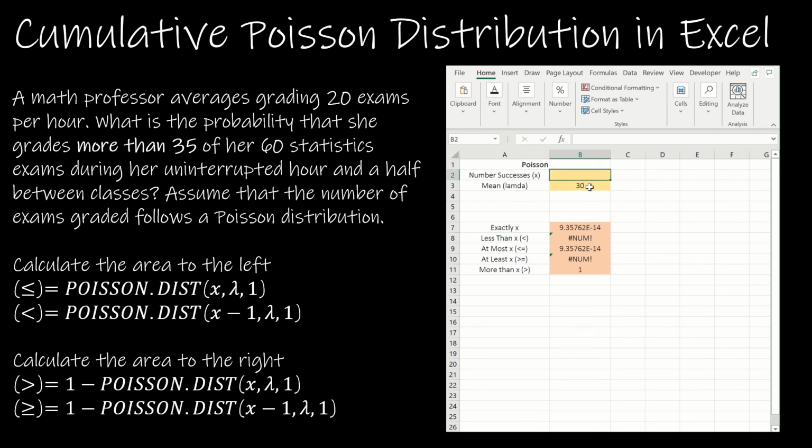The number of successes, the question says that she grades more than 35. So there's the 35, that's X. And again, our solution would then be more than 35. And that's all we would have to do. Again, for a project or for a forum, I would want to see you type out this actual function and not use these extra spaces.